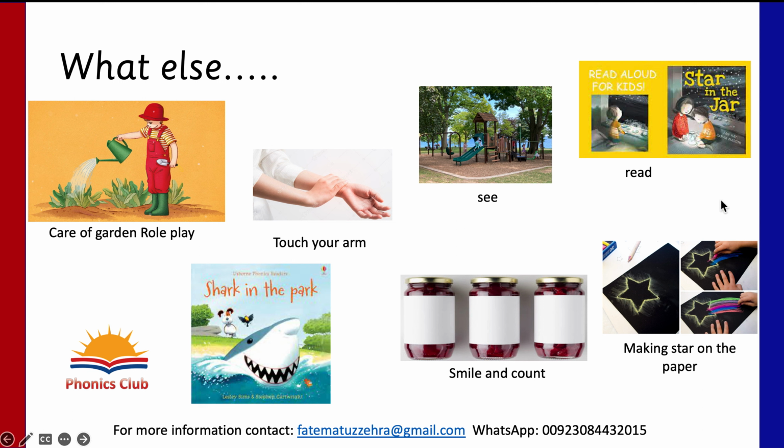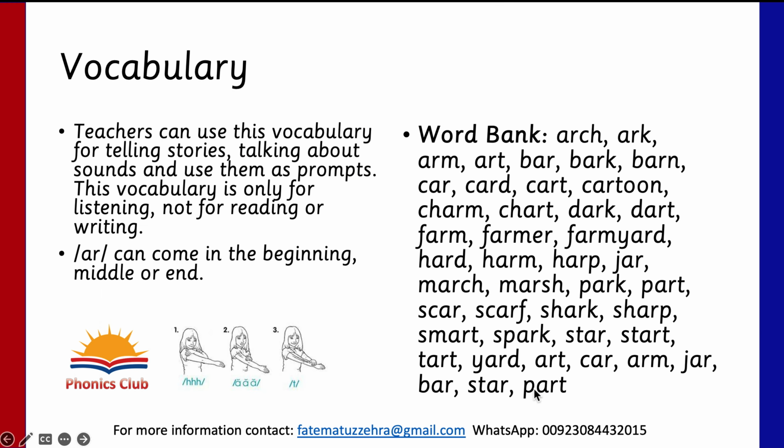They can read this story aloud for the kids, making star on the paper, smile and count these jars. In the vocabulary word bank, they can see that there are many words they can use for identifying this sound. Arch, arc, arm, art. Here R sound is in the beginning, and here R sound is in the middle, and in some places like this one R sound is at the end.